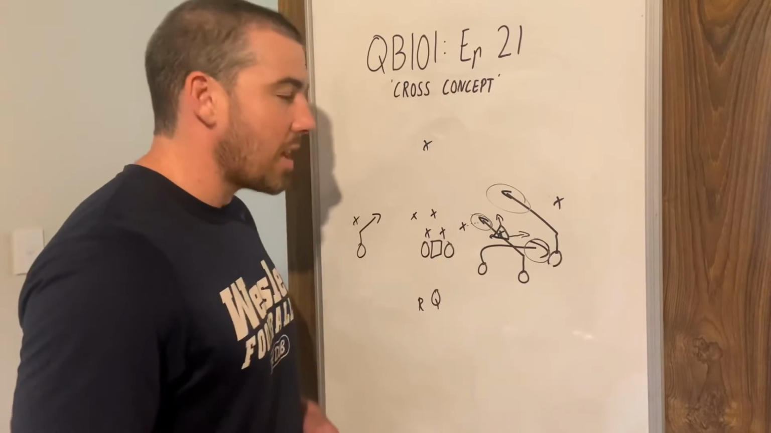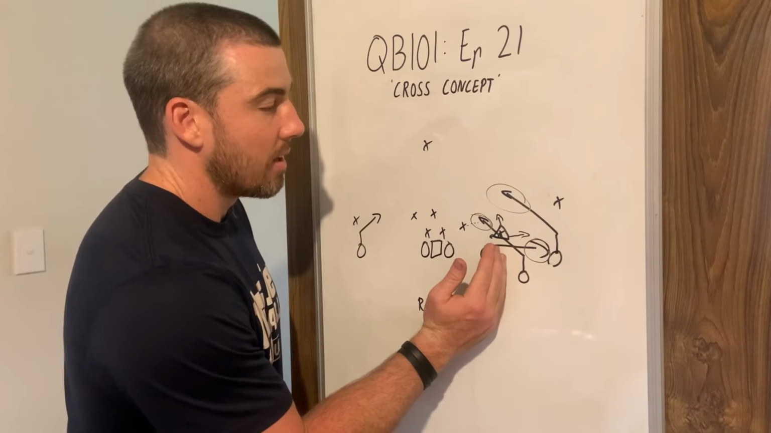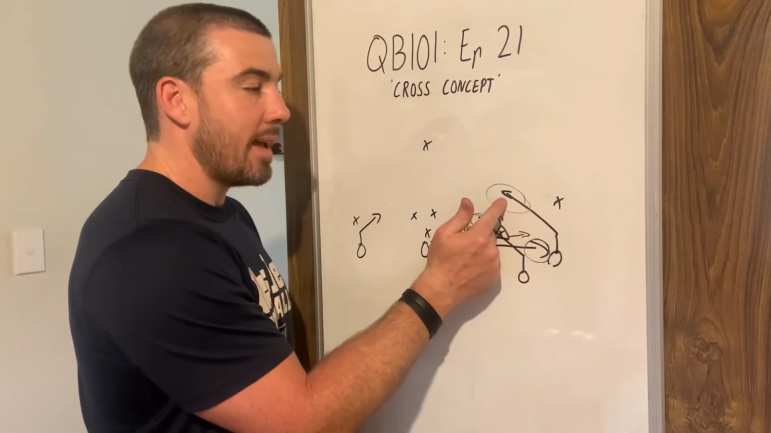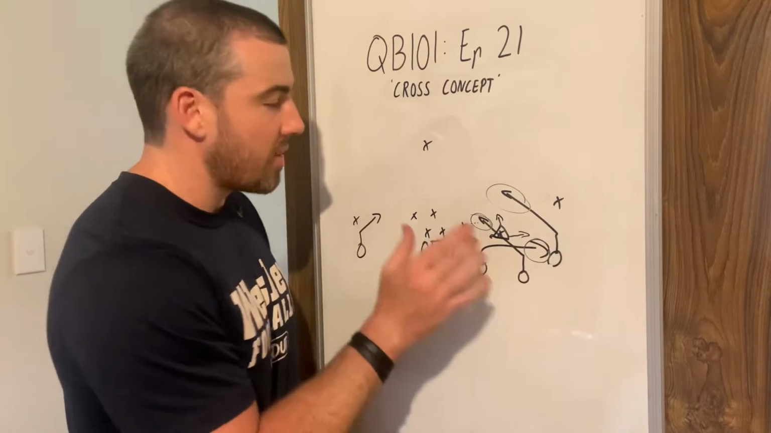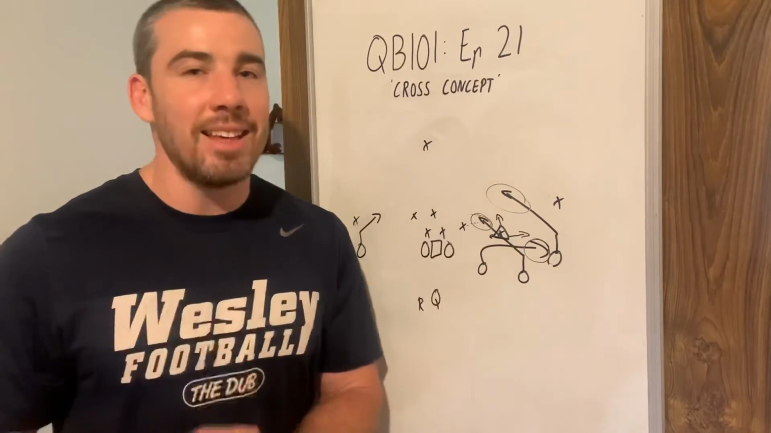All right, it's such an easy read. It's actually exactly the same because we're reading the outside linebacker. If they are going wide, we're throwing the slant. And if they are doing anything else, if they're standing still, going back, coming in, we are throwing the flat. It's that easy to read.